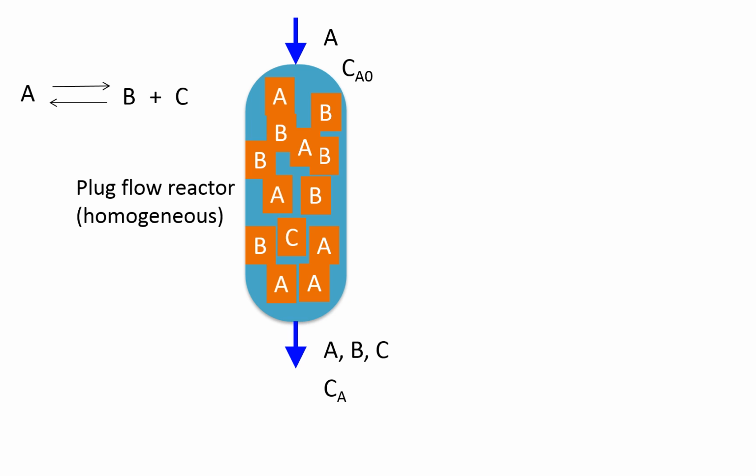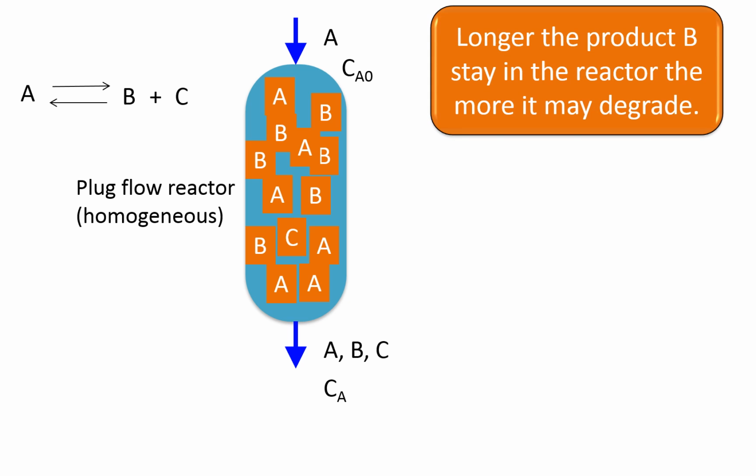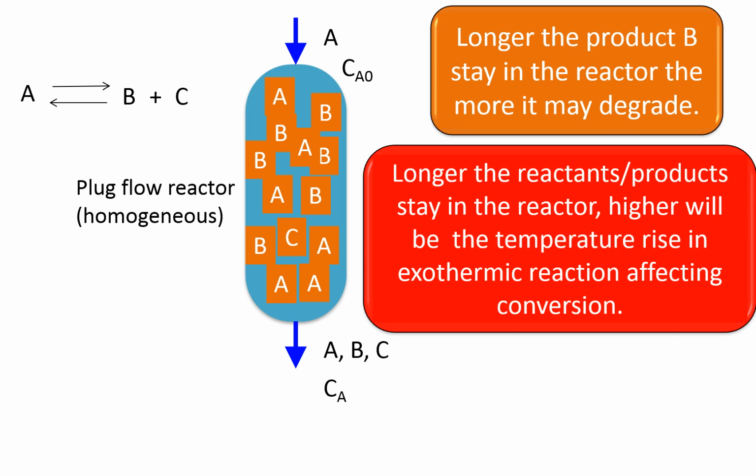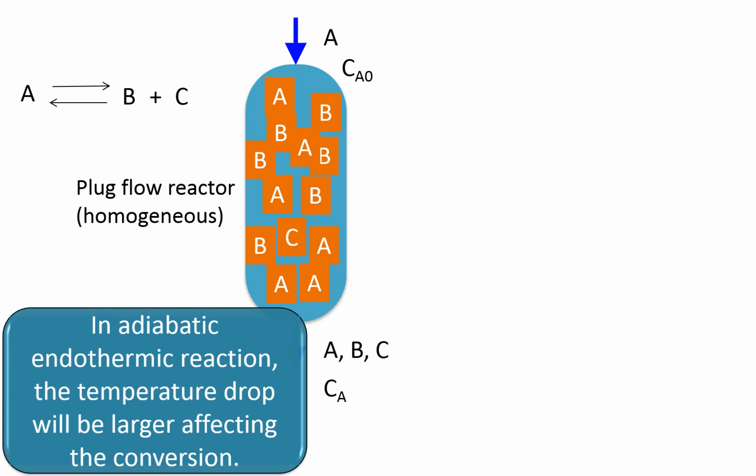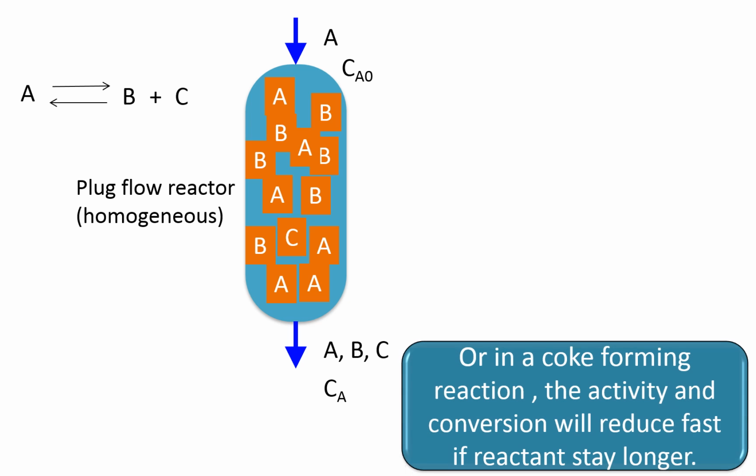The longer product B stays in the reactor, the more it may degrade. The longer the reactants or products stay in the reactor, the higher will be the temperature rise in the exothermic reaction, affecting equilibrium conversion. In an adiabatic endothermic reaction, the temperature drop will be larger, affecting the conversion. Or in a coke forming reaction, the activity and the conversion will reduce fast if the reactants stay longer.